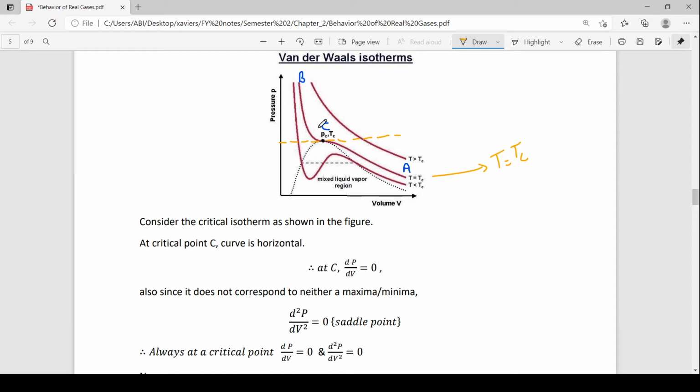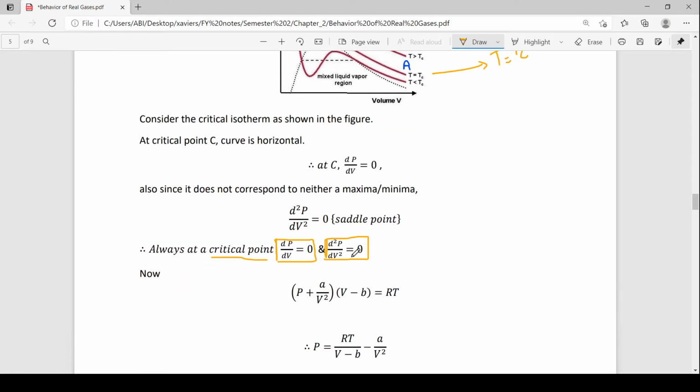Always at a critical point, just remember these two things: the first order derivative dP with respect to dV, and the second order derivative d2P with respect to dV square, are equal to 0.